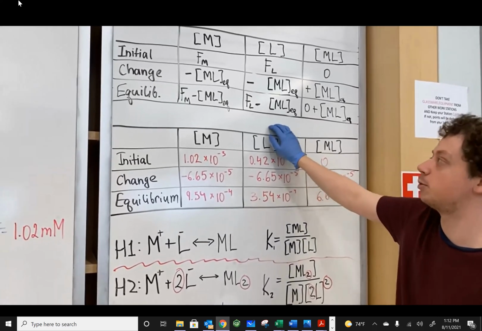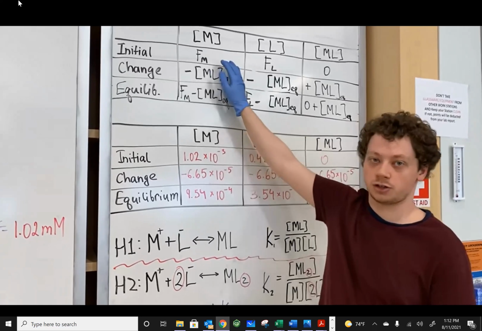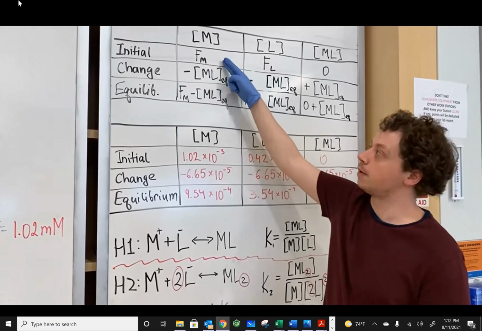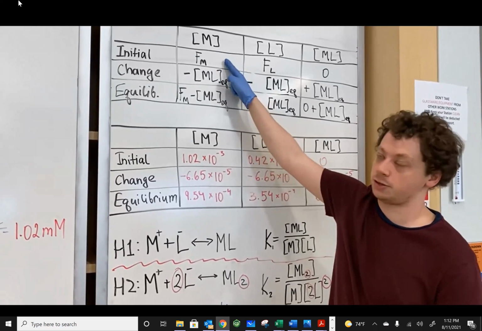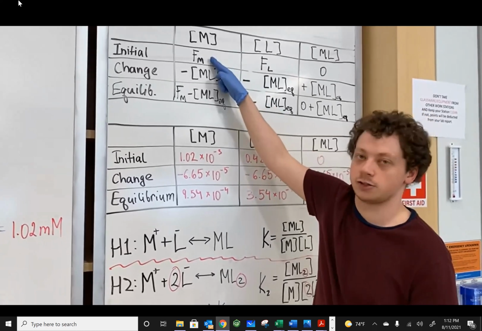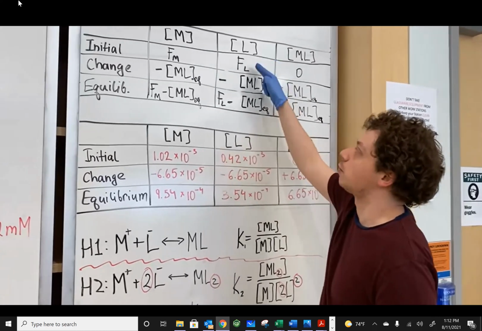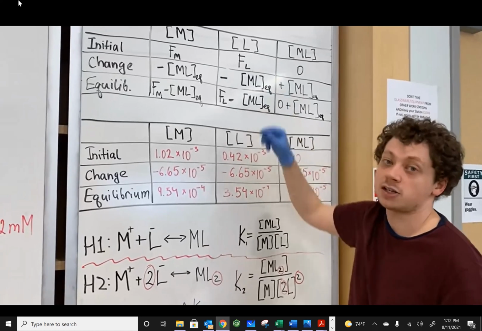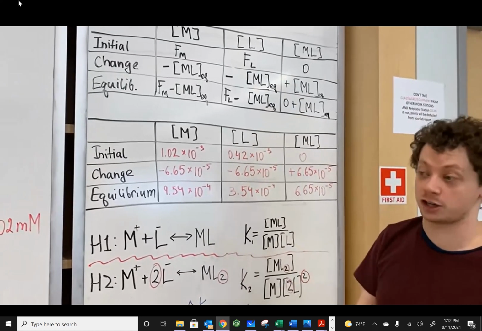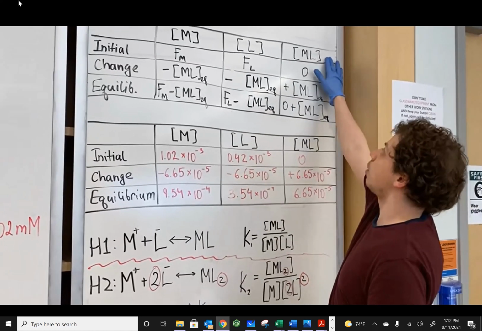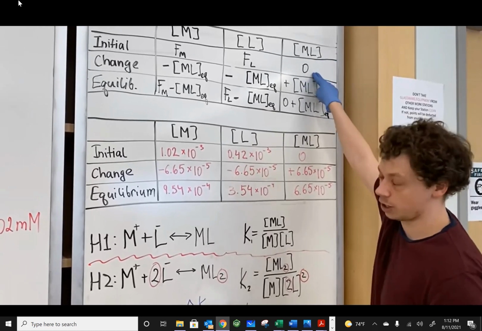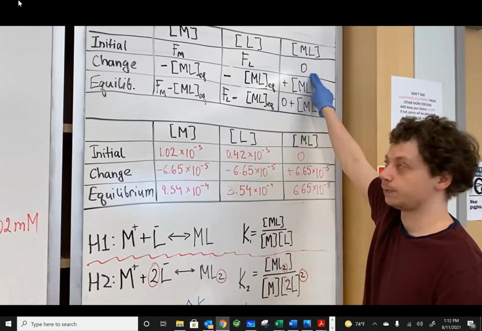So to start with our ICE table, we start with what we know. So the initial concentrations of each chemical. For that, that will be our formal concentrations. So for M, formal concentration of M. For the ligand, formal concentration of the ligand. Now, because we say this is before the reaction happened, we set our product concentration to be equal to 0.